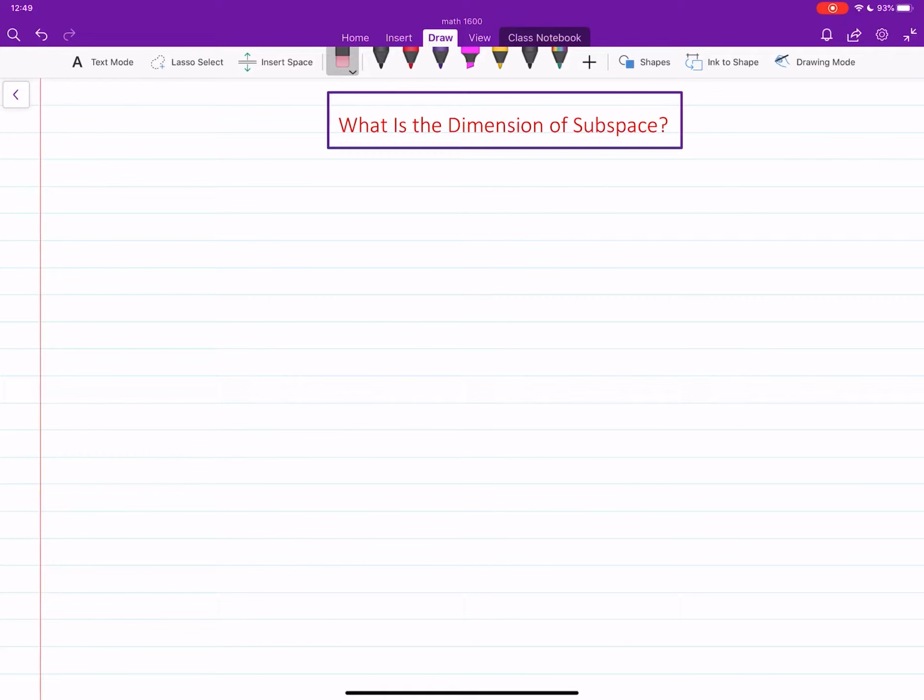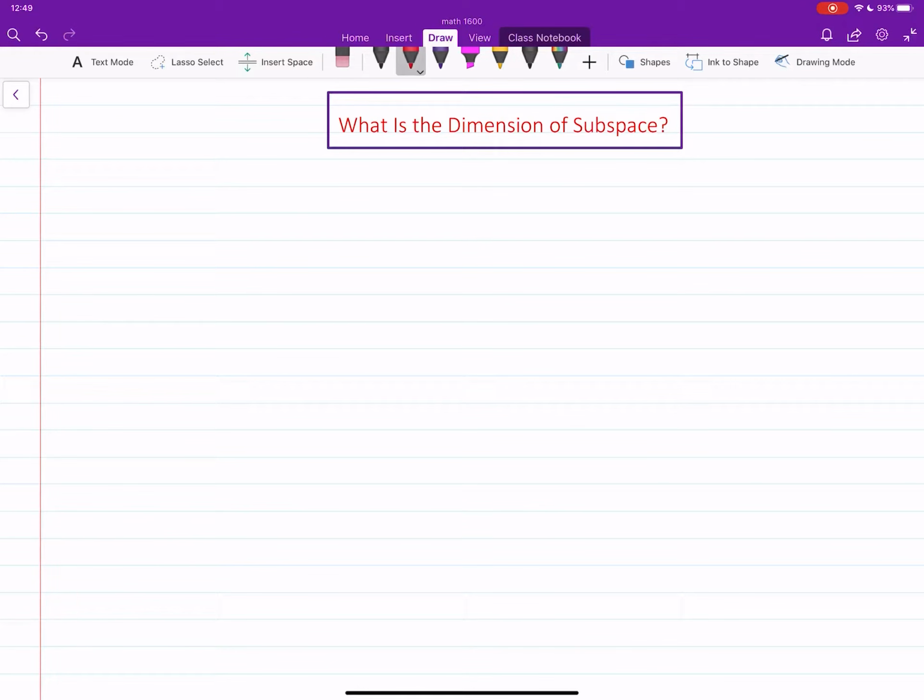Hi, in this video we will introduce the notion of dimension for subspaces. We'll see how this notion is related to bases, and we will see some examples for dimension.